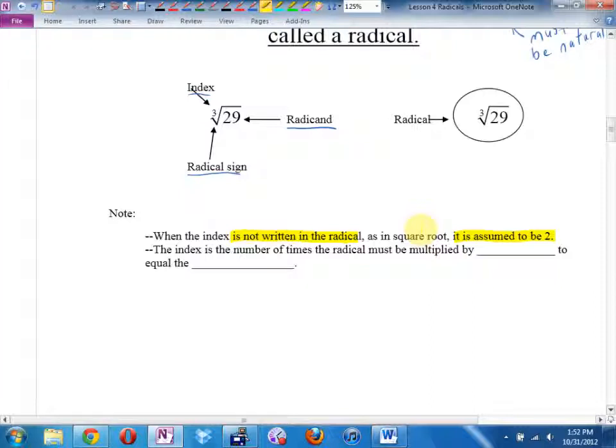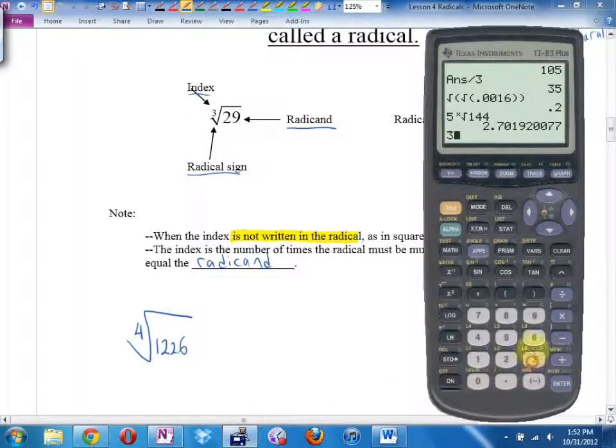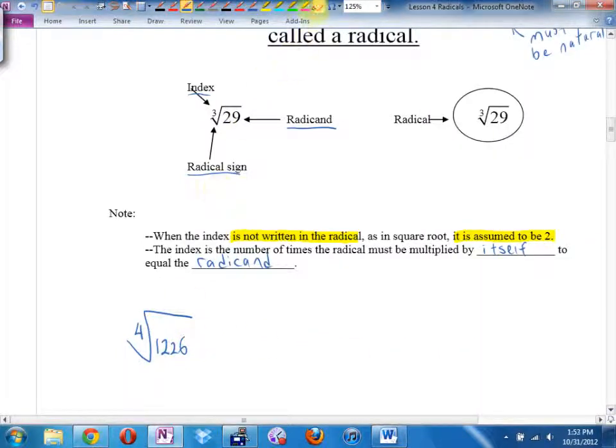The index is the number of times the radical must be multiplied by itself to equal the radicand, what's inside. In other words, when I write the fourth root of 1296 equals 6, what I'm really saying is that 6 to the fourth is the radicand, which it is. It tells you how many times we multiplied the answer by itself to get what was inside the root.